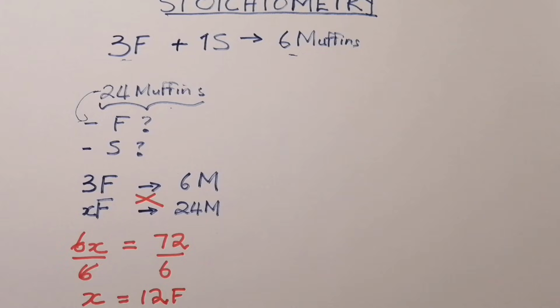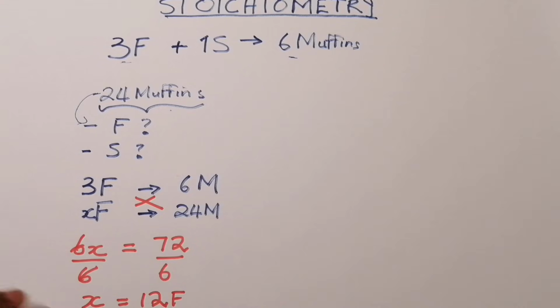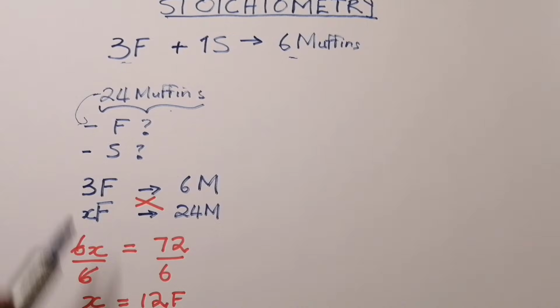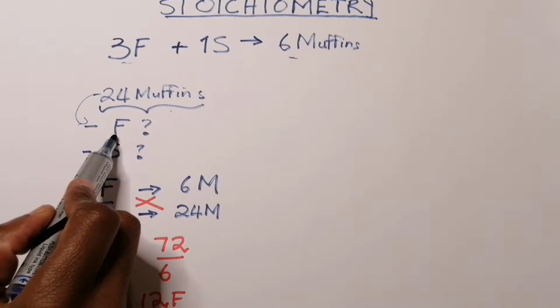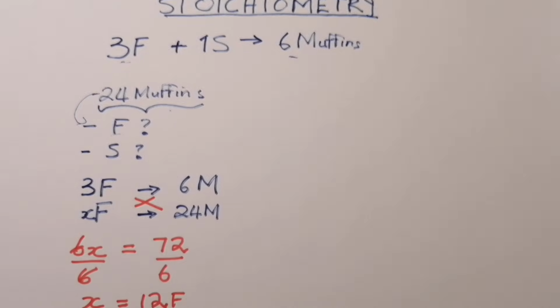So I came up with a little saying: the number of moles are to chemistry what cups are to the kitchen. Don't worry, if you don't understand what I'm saying just now, you will understand it as we go along. Now, remember, we found out that in order to produce 24 muffins, we would need 12 cups of flour.